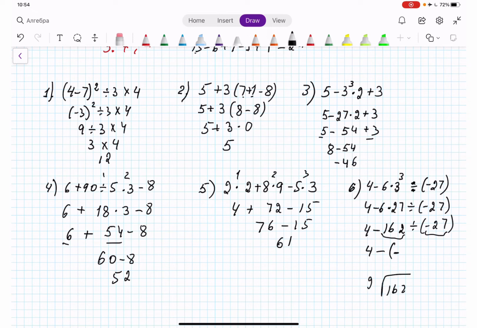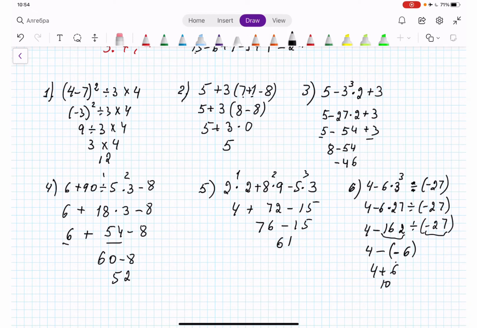So 162 we divide by 27. So how many times? 16 by 2 is 8. It will be too much. Take 7. 7 times 7, 49. 4 in mind. 14 and 4. Yeah, it's too much. Okay. 6. Yeah, 6 is going to be actually 6 times 7, 42, 4 in mind. 6 times 2 is 12, and 4 going to be 16. So it's going to be 6. 4 minus negative 6, which is going to be 4 plus 6, right? And the answer is 10.